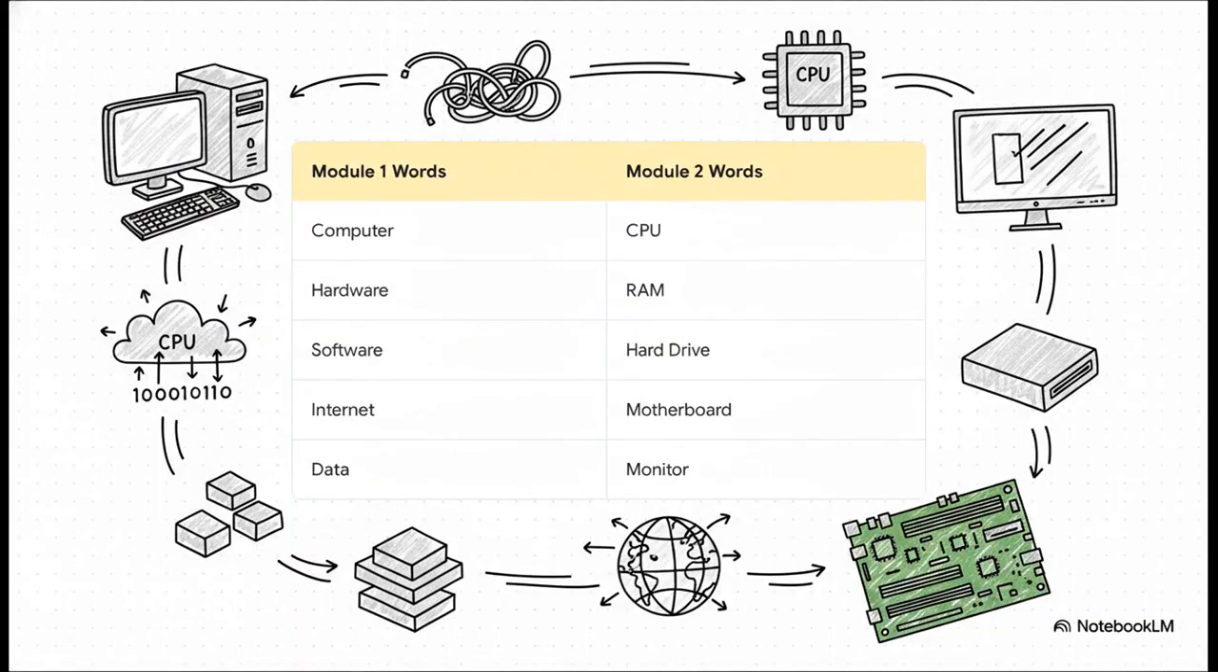Okay, here is a quick review of all the words. In our first part, we learned computer, hardware, software, internet, and data. And in our second part, we learned about CPU, RAM, hard drive, motherboard, and monitor. You can pause here if you want to look at the list again.